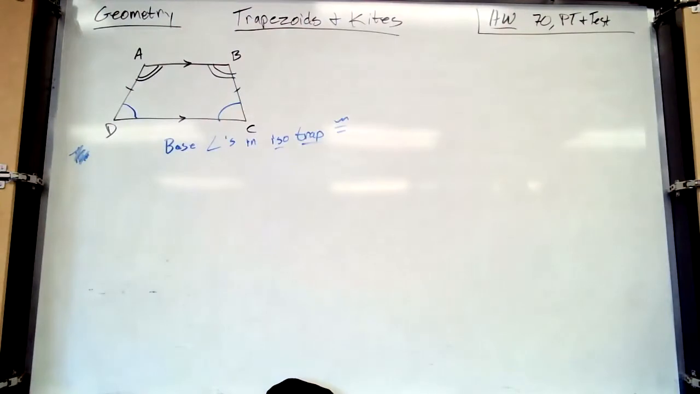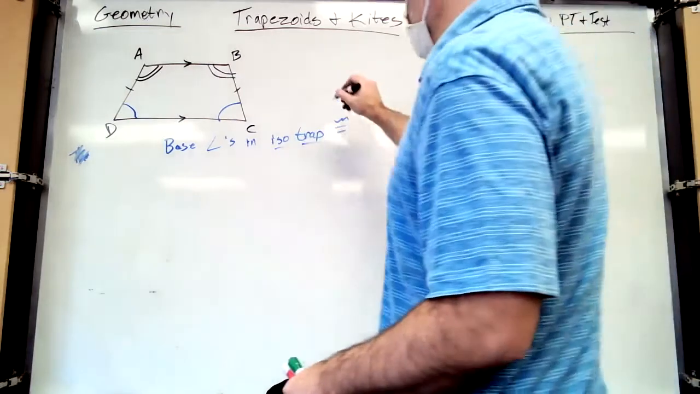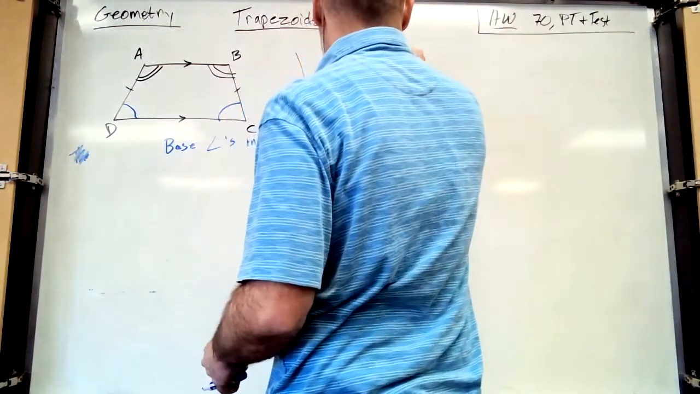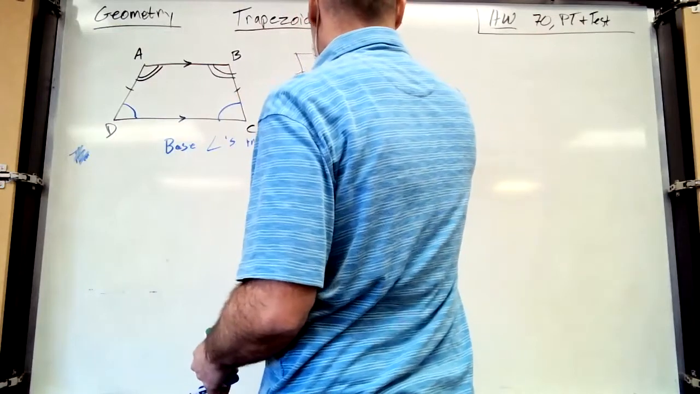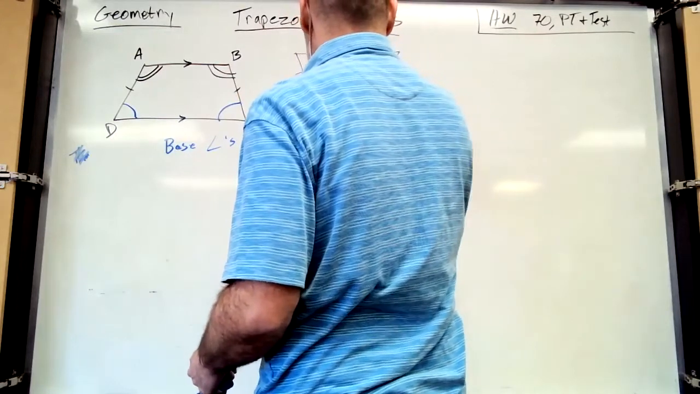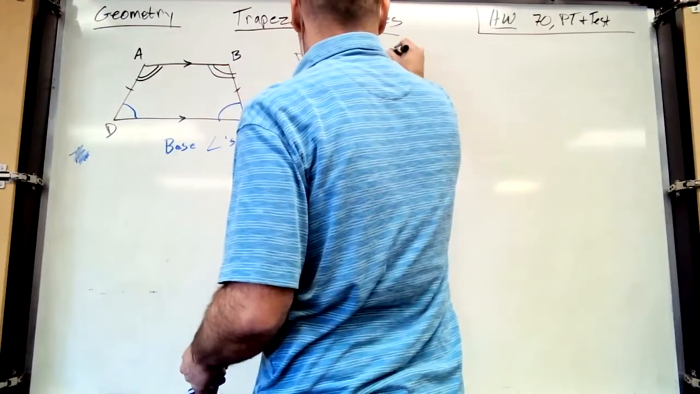Okay. So there's no rule that says you have to draw the trapezoid with the shorter side on top. Okay. This is still an isosceles trapezoid. Right? These base angles are the same. These base angles are the same.